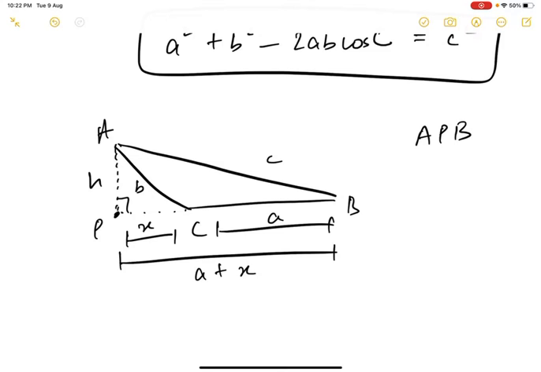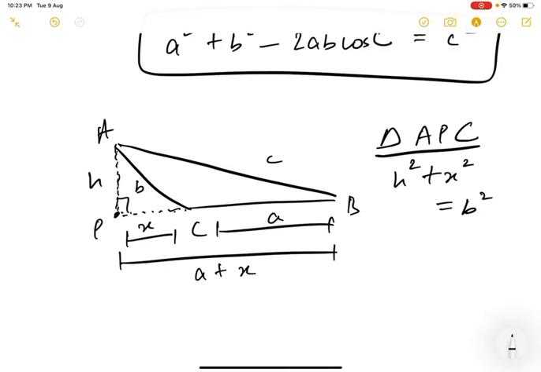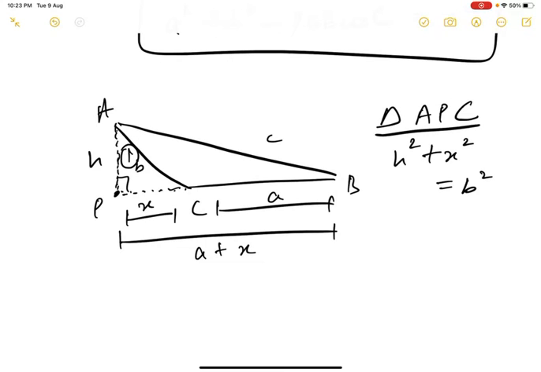Look at triangle APB. So that will be an exercise for you. For this triangle, how will you prove the cosine rule? If you look at triangle APC and use Pythagoras theorem, you will have h squared plus x squared is equal to b squared. This first triangle, triangle APC, is the small triangle. So in the small triangle you are having h squared plus x squared is equal to b squared.